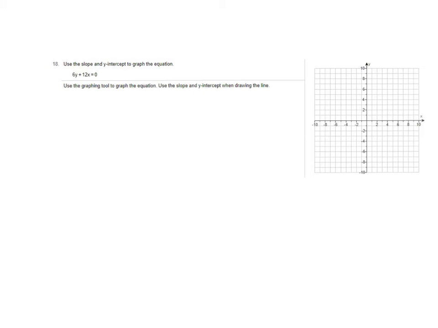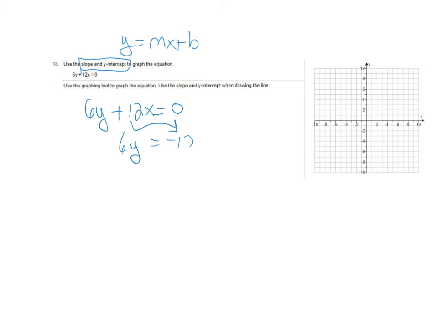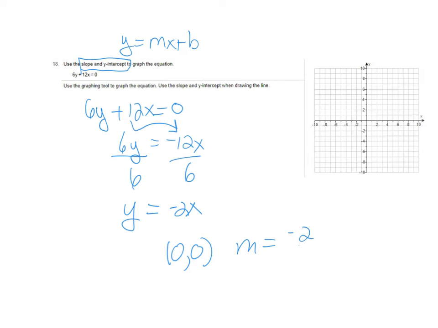Use the slope and the y-intercept to graph the equation. If we're given 6y plus 12x equals 0, and we're asked to use this, that means we need to take the equation and put it into y equals mx plus b form. And so we're going to move the 12x over, so that'll be -12x. And we're going to divide by 6, and have y equals -2x. And so when we're looking at that, that means that our intercept is at the origin (0, 0), and then our slope is -2/1. So we're going to go down 2 and right 1.